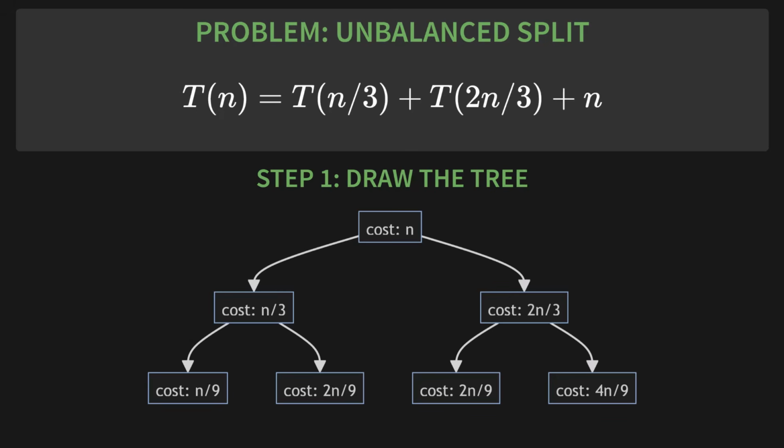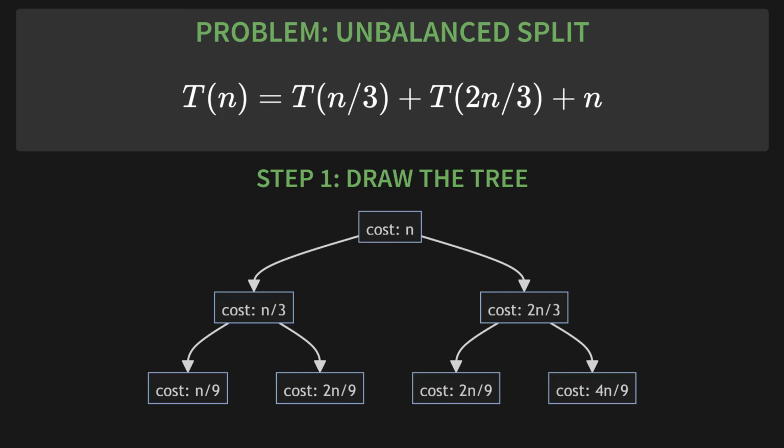Our recurrence is T(n) = T(n/3) + T(2n/3) + n. Step 1. Draw the tree. As you can see on the screen, this tree isn't symmetrical. At the top, we have the root node with a cost of n. It splits into 2 children. The left child has a cost of n/3, and the right child has a cost of 2n/3. The tree is already lopsided.